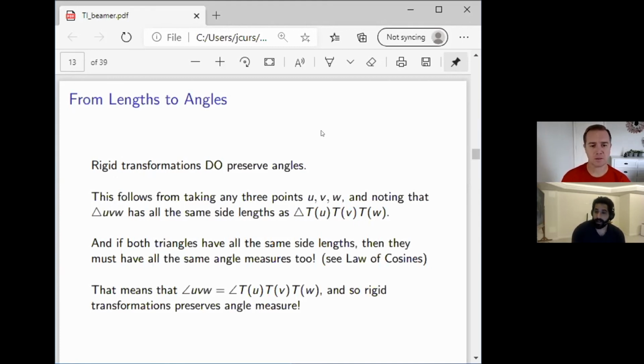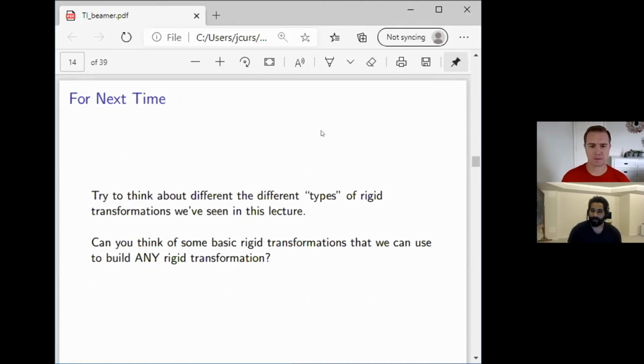Okay. Cool. So far so good. We've introduced what a rigid transformation is. We've done a couple examples. We've seen how preserving length implies preserving angles. And just before we wrap up, I want to touch on the things that are coming next. Next time, we're going to start to think more rigorously about the different types of rigid transformations. And I want you, at home, to think about what are the most basic types of rigid transformations that you can use, and can you build any rigid transformation out of them?